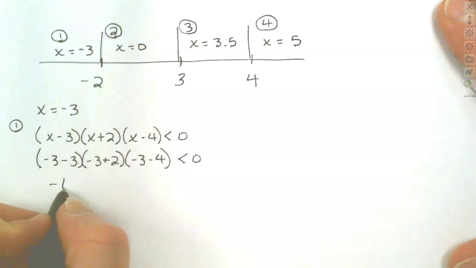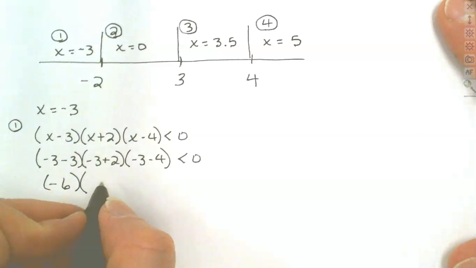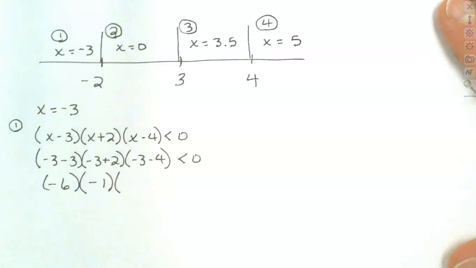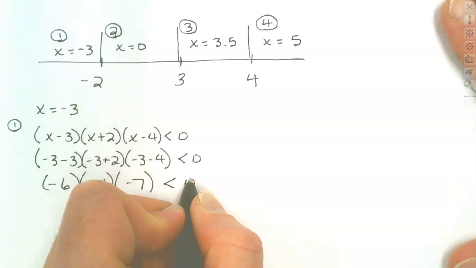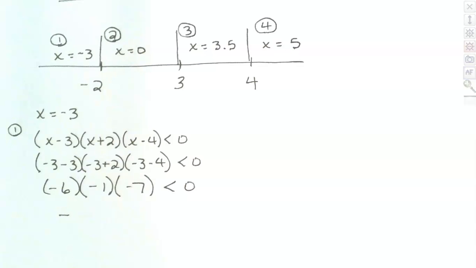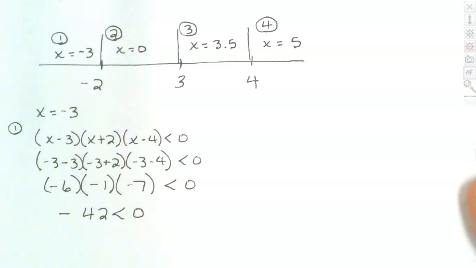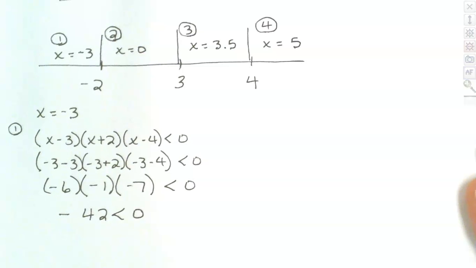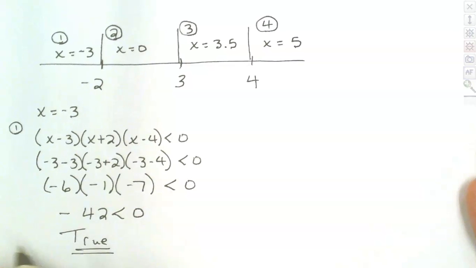That's going to make that then a negative 6. Minus 3 plus 2 is a negative 1. Minus 3 minus 4 makes it a minus 7. 3 negatives, keep it negative, and 6 times 7 makes it that 42. So it's going to be a negative 42. And is negative 42 smaller than 0? Yep, so that would make that region then true.